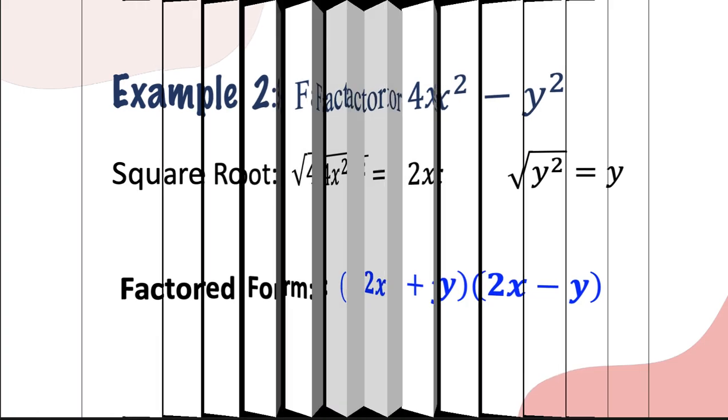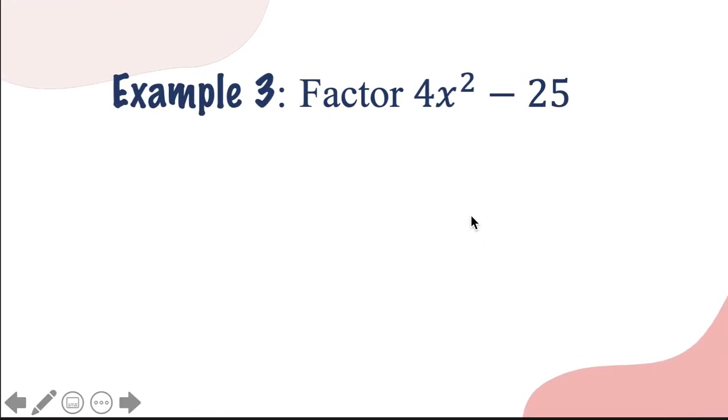Next, let's proceed to our third example. Okay, is there a common factor? None. Is this one a difference of two squares?